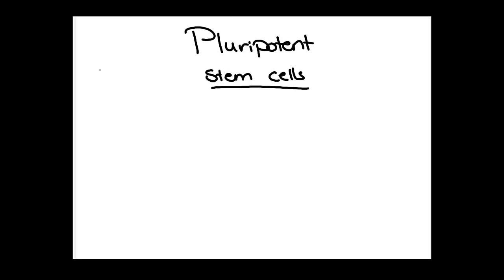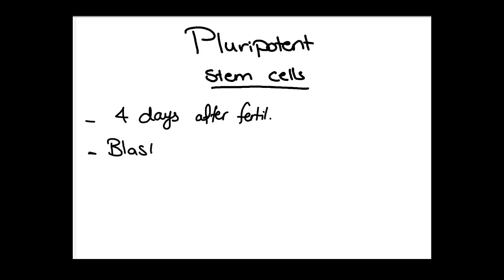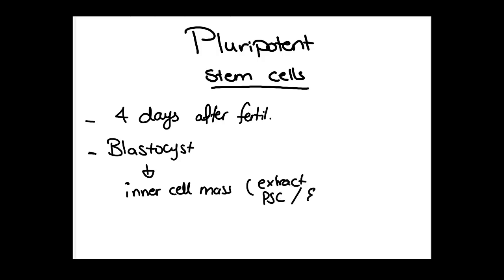The next is the pluripotent stem cells, which are actually formed 4 days after fertilization. After the totipotent cells start specializing, they form a blastocyst. Inside of that blastocyst is a cluster of cells called the inner cell mass. This is where we extract the pluripotent stem cells, or the embryonic stem cells. This is another name for them.